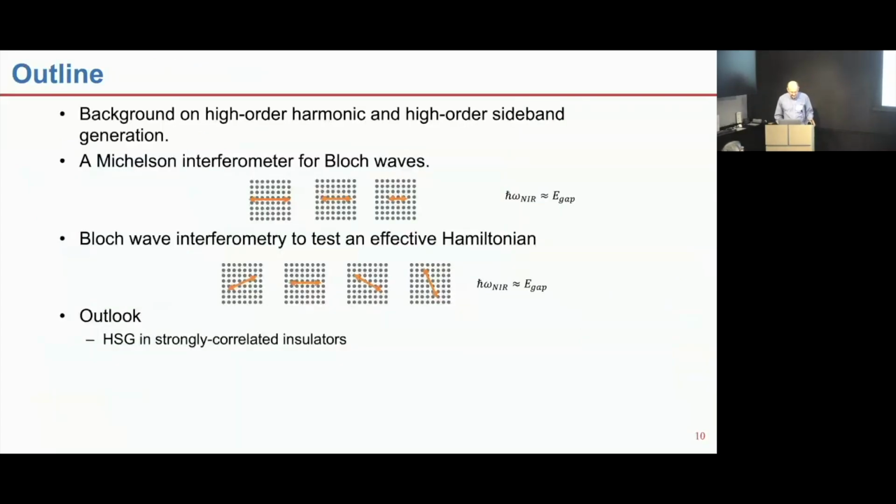I'm going to first give you some background on high harmonic and high order sideband generation. Then I will tell you about how we can interpret the emission from high order sidebands from gallium arsenide as a Bloch-wave Michelson interferometer for Bloch waves. This opens the door for us to test an effective Hamiltonian, and then I'll talk about outlook.